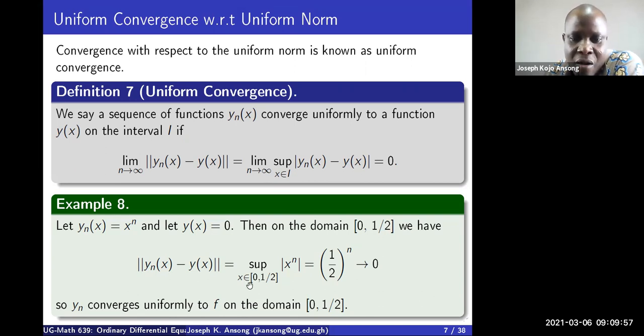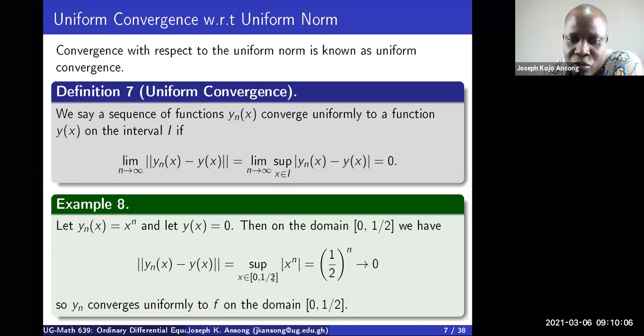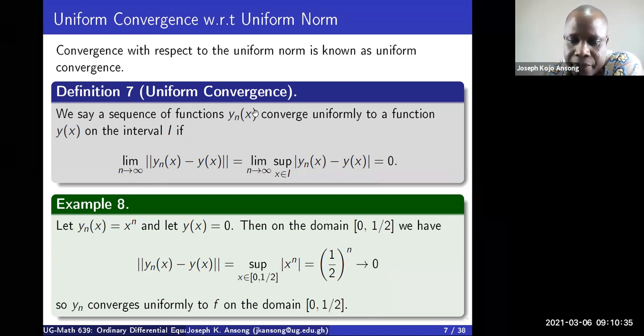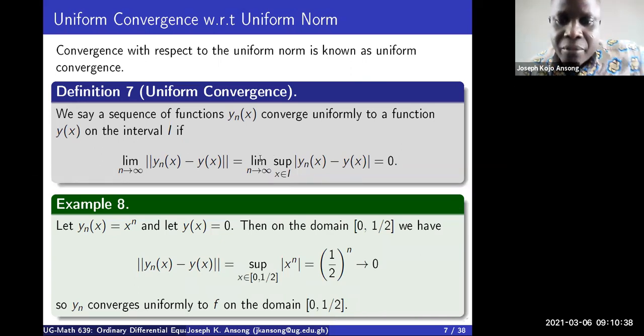On the interval 0 to 1 over 2, the absolute value of x to the n, of course, the max in the interval will be 1 over 2. So you have 1 over 2 raised to the power n. And if you take the limit as n goes to infinity from the definition, this is 1 over 2 to the power n, which goes to 0. So since this goes to 0, we can conclude that the sequence of functions actually converges uniformly to 0 on this interval here. Okay, so that is how you prove uniform convergence.